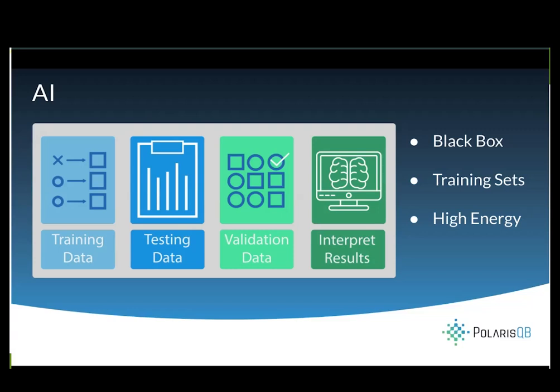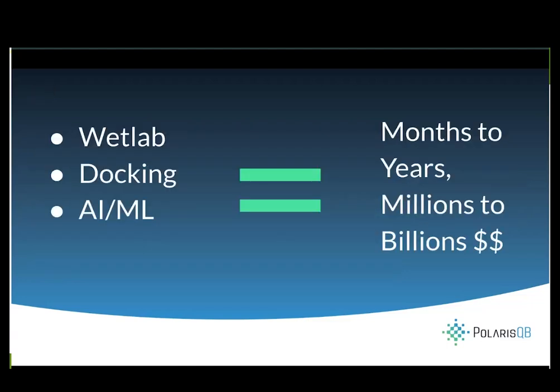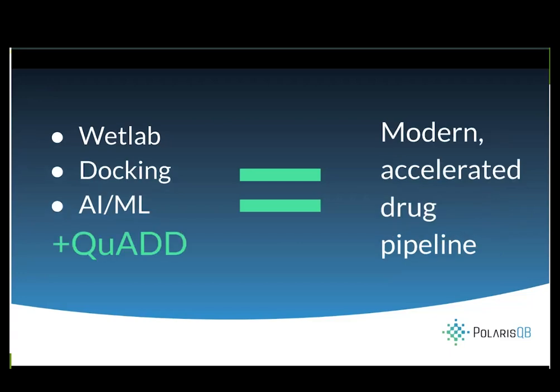So because we don't need a training set, we also don't have the energy needs or the carbon footprint that AI/ML has. On top of that, it's also often a black box approach. So it may be hard to explain how you got what you got when you're using AI/ML. So where do these approaches leave us? Wet lab, docking, AI/ML, and other traditional methods aren't moving fast enough to find medicines that we need today. So the timelines are way too long, often taking months to years and costing millions to billions. So we've just got to work together to pick up the pace to find new medicines. So we think of our approach as quantum computing for a modern accelerated drug discovery pipeline.